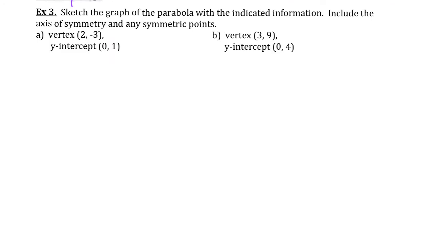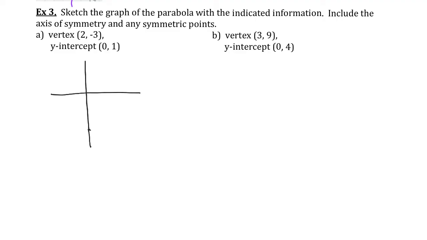Okay, the last thing we're going to do is sketch the graph of a parabola using the indicated information and what we know about the vocabulary. I'm going to graph the parabola, including the axis of symmetry and any symmetric points. I will show you what symmetric points means, but these are sketches. I don't have graph paper, and it's okay if you don't either because we're going to label the points.